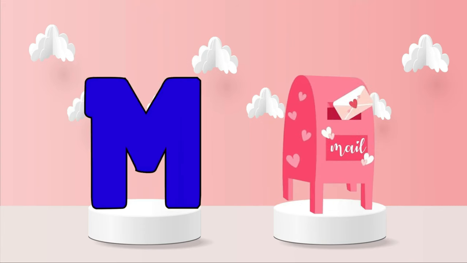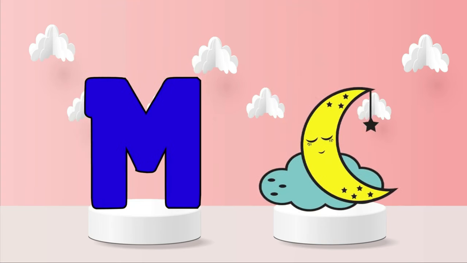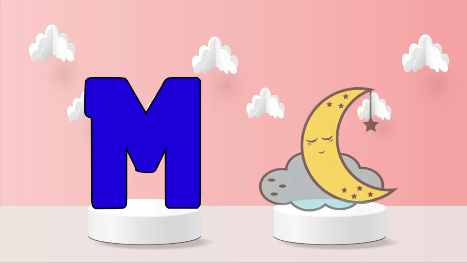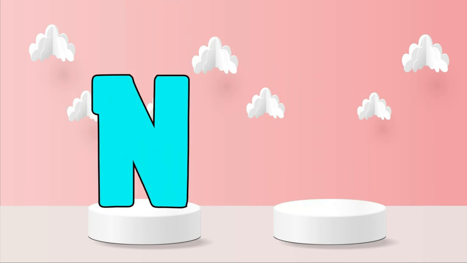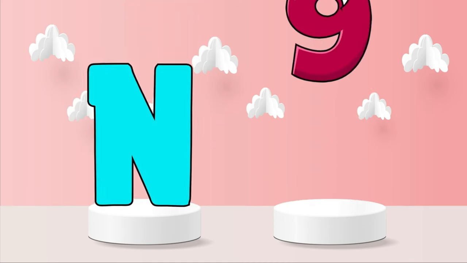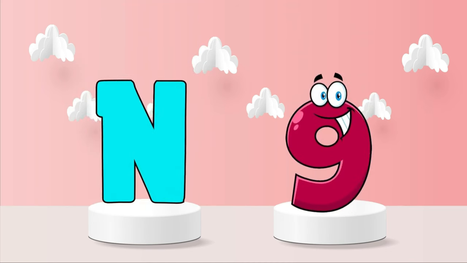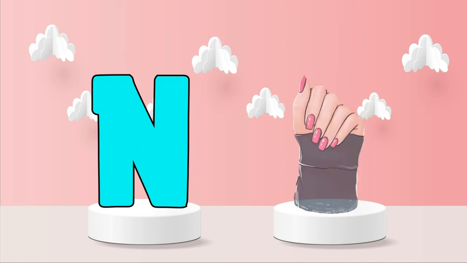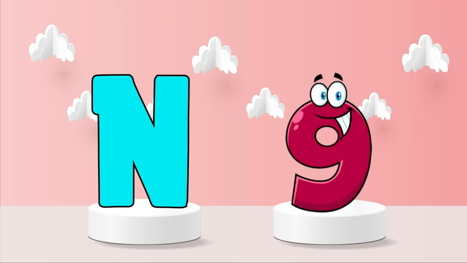M is for mailbox, m m mailbox. M is for moon, m m moon. M is for m m m m mailbox. M is for m m m m moon. N is for nail, n n nail. N is for nine, n n nine. N is for n n n n nail. N is for n n n n nine.